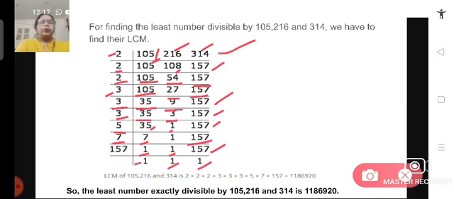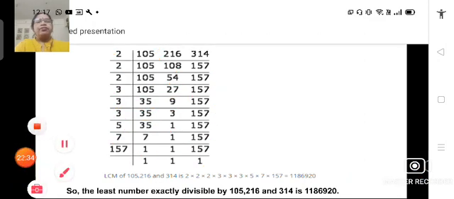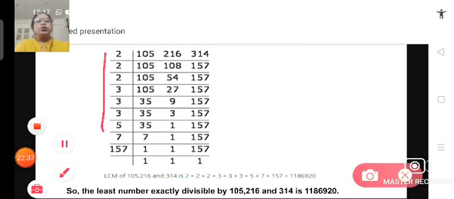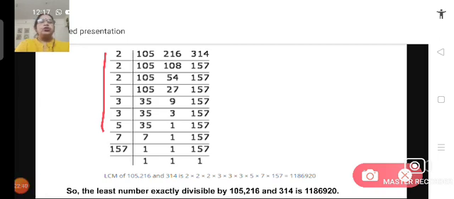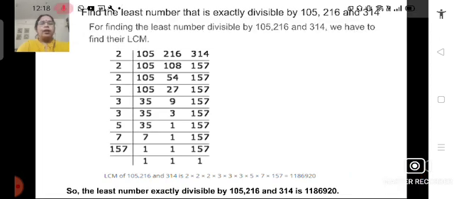So what will be the LCM of these numbers? We will multiply all these prime factors to get the LCM. So it will be 2 into 2 into 2 into 3 into 3 into 3 into 5 into 7. That means it will be 11,86,920. So what is the LCM of these numbers? It is this one, 11,86,920. This number will be exactly divisible by the numbers 105, 216 and 314.